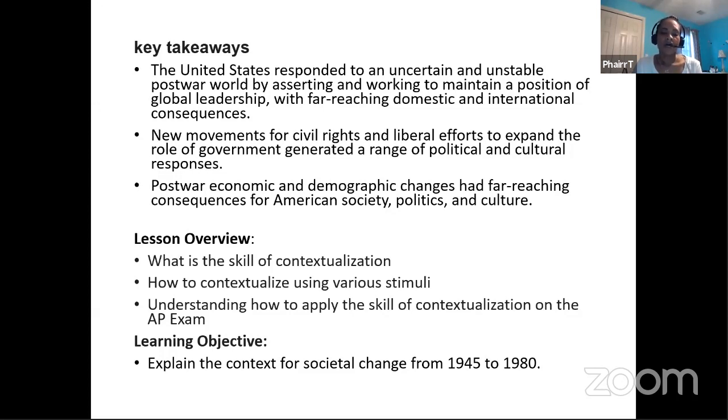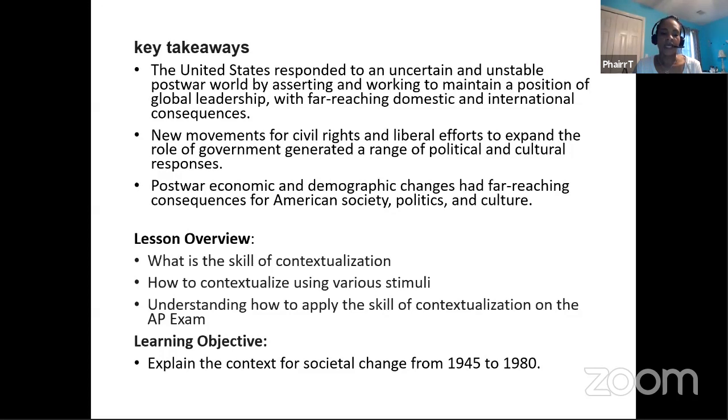So again, we're talking about the skill of contextualization, and how to contextualize by using various stimuli. We looked at a couple of primary sources when we did this. And then, of course, how to apply the skill of contextualization on your AP exam. When we talked about a question like a short answer question, we went through those. And at the beginning, I gave you an FRQ, or free response question, to show how you'll be able to tie those in.